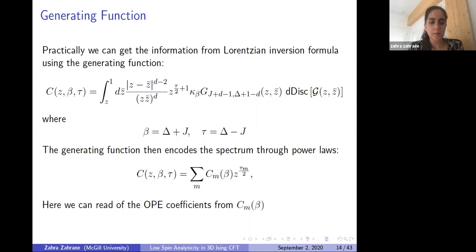So here, the generating function encodes the spectrum through power laws. And we can read off the OPE coefficient by looking at the coefficient C and beta. Here, when m is equal to 0, we have the leading Regge trajectory. When m is bigger than 0, we get the subleading Regge trajectories. So that's why I said the subleading Regge trajectories can be read from the inversion formula. This formula can be derived from the formula for the inversion integral. So the generating function is built from the inversion integral, and that's the formula we will use from now on for extracting the OPE data.